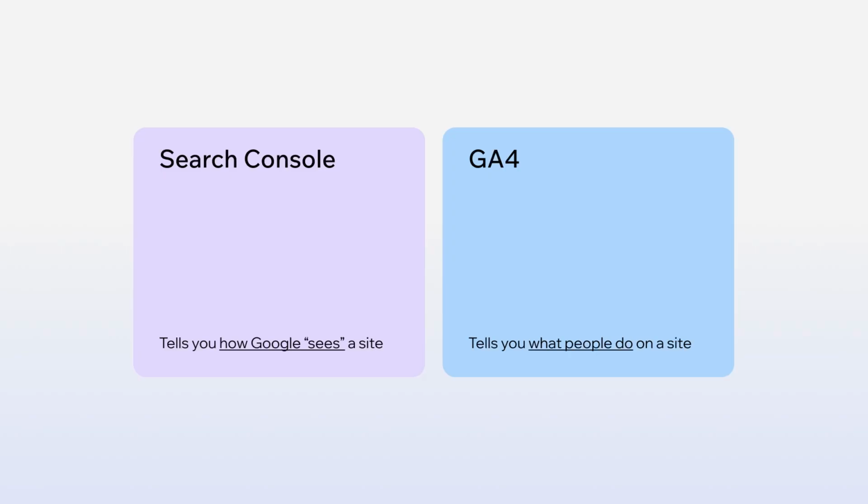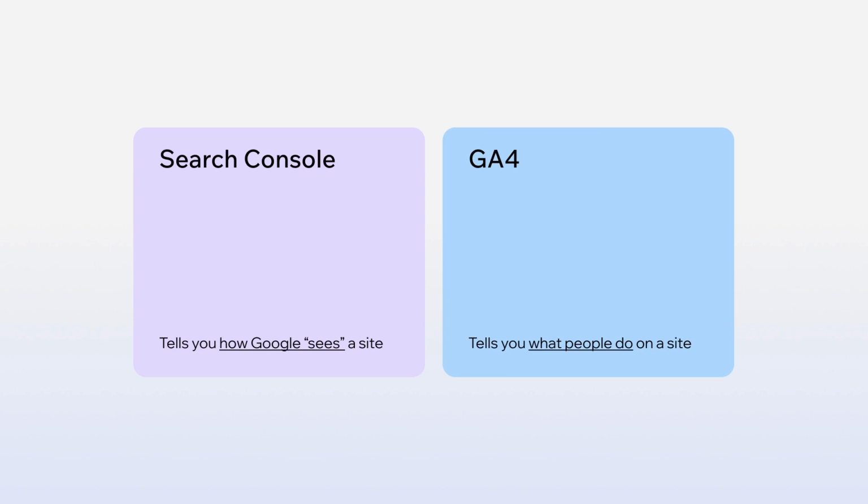But first, what's the difference between Search Console and GA4? They both give you insight into a site's performance and help you make website and business decisions. But the data they provide is quite different. Put simply, Search Console, as we've covered in this course, is an SEO tool that tells you how Google sees a site. It's focused on organic search performance.